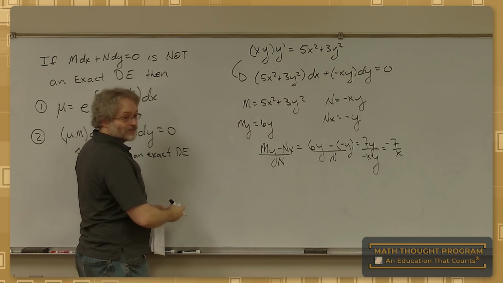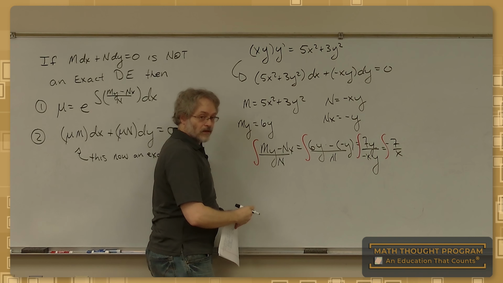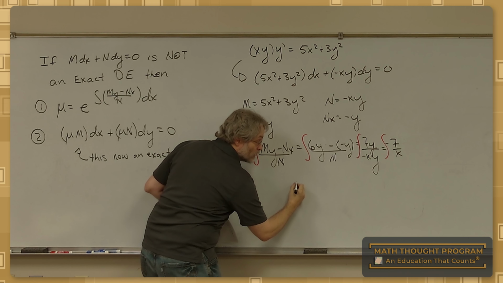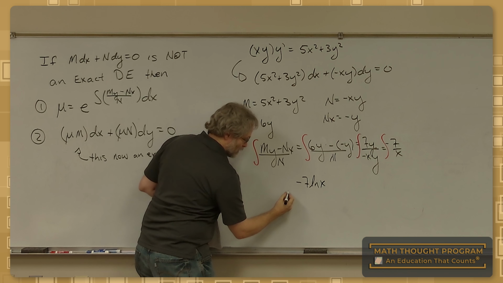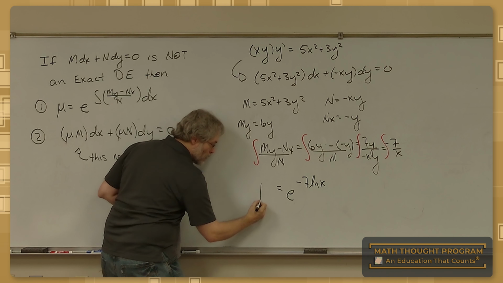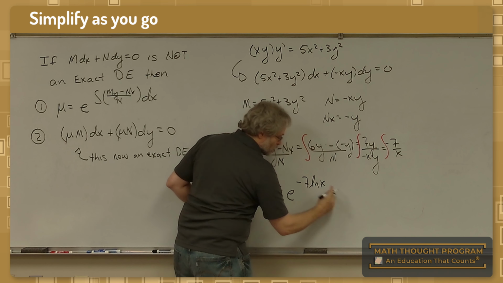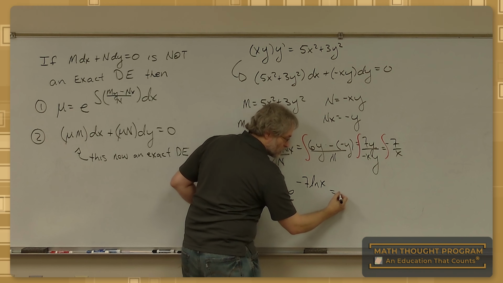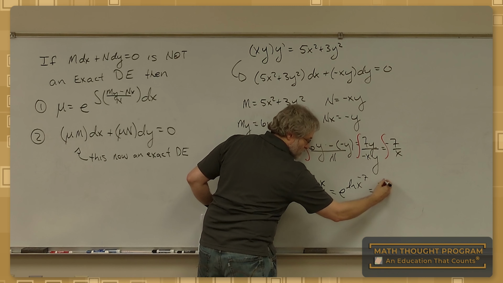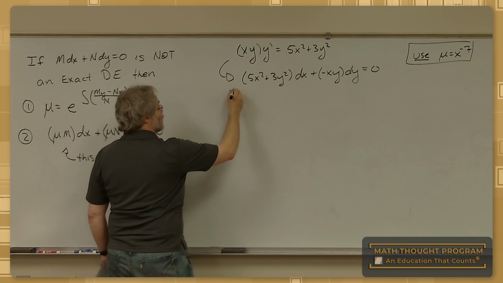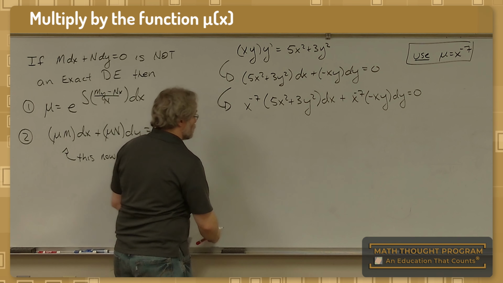So after you have this, integrate. If you integrate this function, you're going to get minus 7 times the natural log of x. Exponentiate it, and you found that magical function, that mu function. But again, you want to simplify this down. Put the negative 7 back on top, use properties of logarithms and exponents. And it comes crashing down to x to the minus 7. Now, multiply through by mu. Clean it up a little bit.